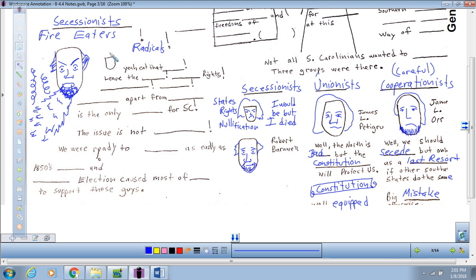Now, of course, this is review. He's not even in this section. But let's draw our buddy John C. Calhoun, because his ghost is there yelling, yeah, eat that fire, breathe it at those guys. Leave the Union. States' rights. Nullification. Secede. Eat that fire, breathe it at them Unionists and Cooperationists.